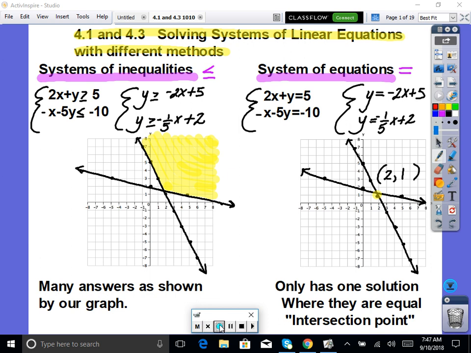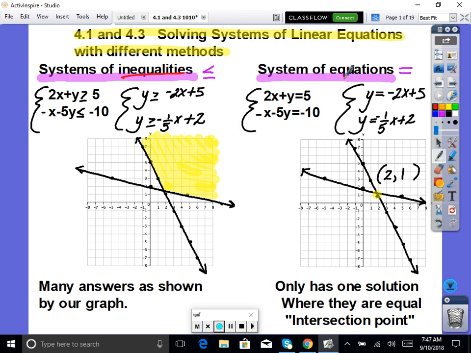So look, I've rewritten this one in y equals form, and I've rewritten this one in y equals form. I graphed both those lines, and then I shaded. Does everybody see? The y value is greater than, the y value is greater than, so I shaded. This graph represents all of the solutions. All the shading are the solutions. We talked about how there are a bunch of x, y points here as solutions.